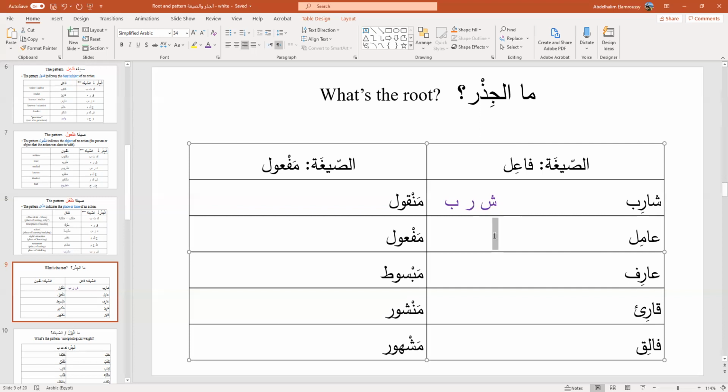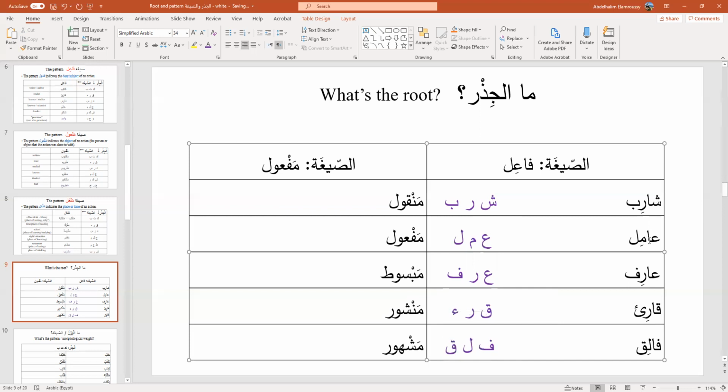Okay, amil will be, okay, that's right, ayn, mim, lam, that's right. And then arif, let's see if you get it, it will be ayn, ra, fa, that's correct. Qari, if you got it, will be qaf, ra, hamza. And فالق will be fa, lam, qaf. So شارب means anyone?